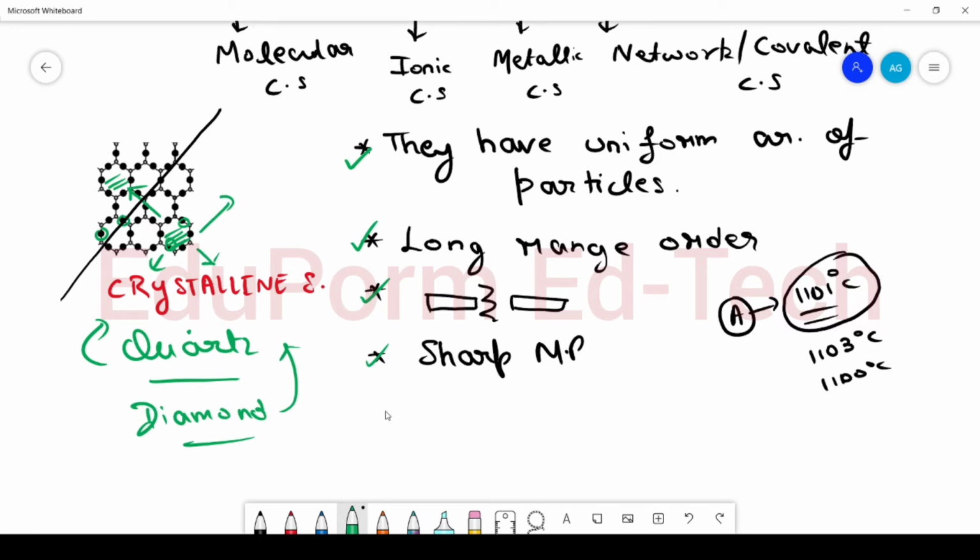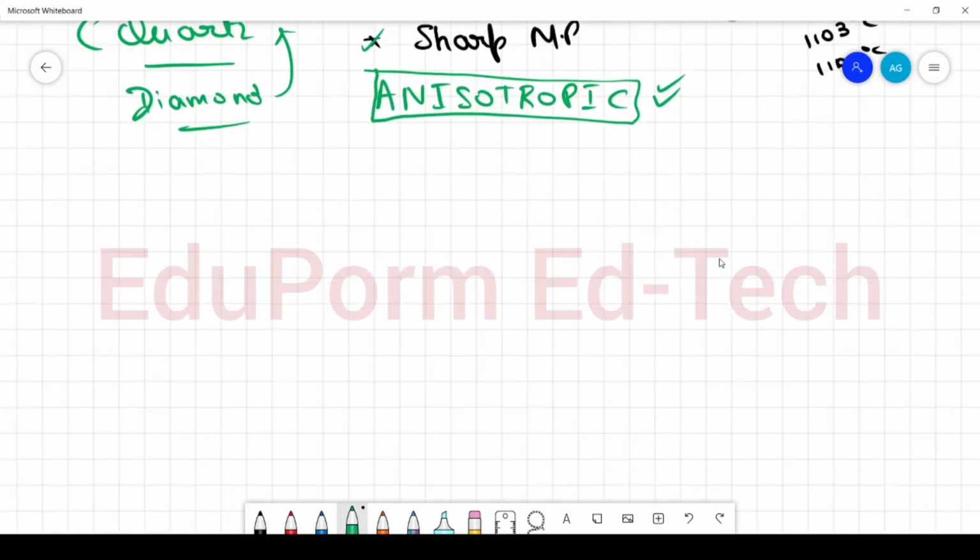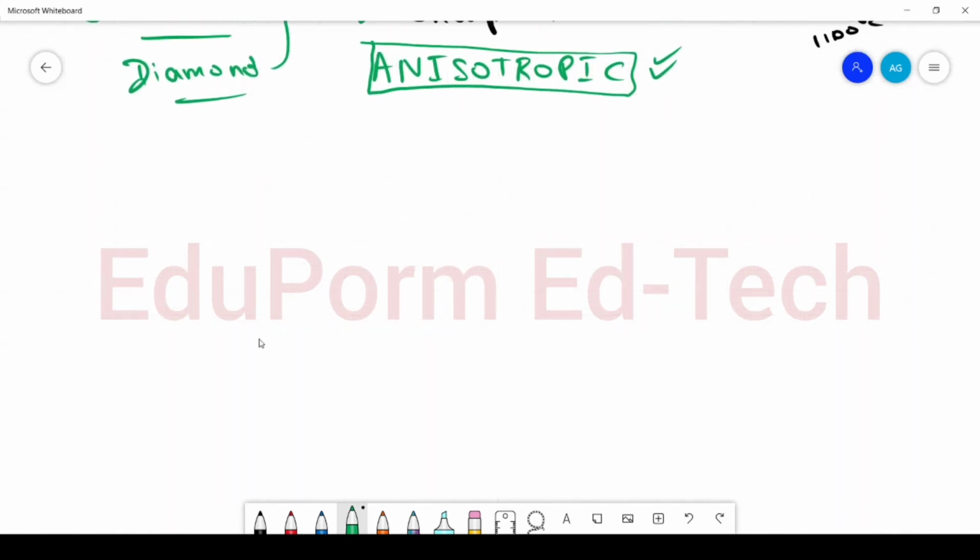Now the most important property that they show is anisotropy. They are anisotropic in nature. So students, keep this term in your mind. Later I will explain what is the meaning of anisotropic. So this is all about crystalline solid. We will learn some more points when we study the difference. For now, let's move to the amorphous solids.